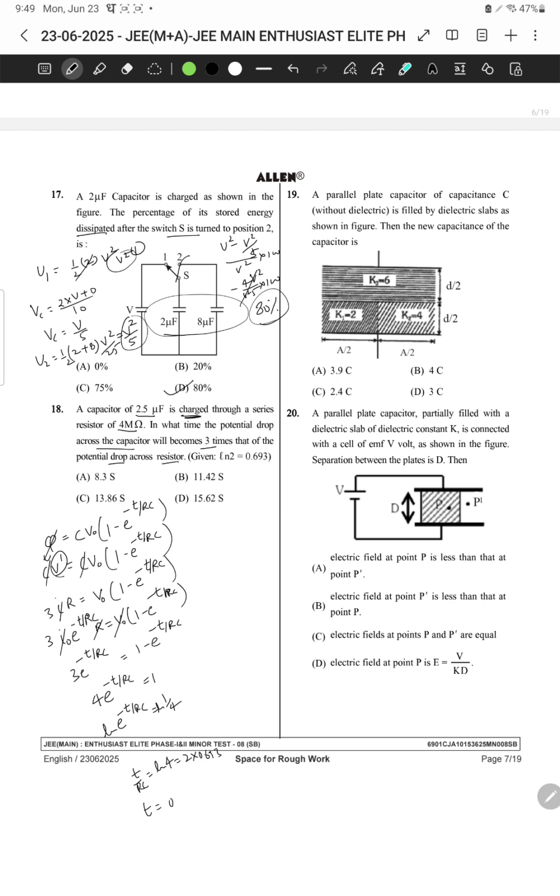Now t is equal to 2 into 0.693 into RC. The RC value is given. If you put these values in, you'll get option C. So just try it out, a simple calculation. So option C is the answer. Let's see question number 19, which is a straightforward question.